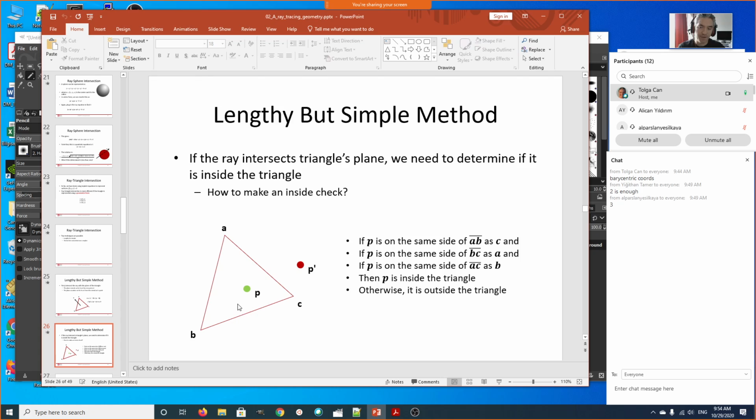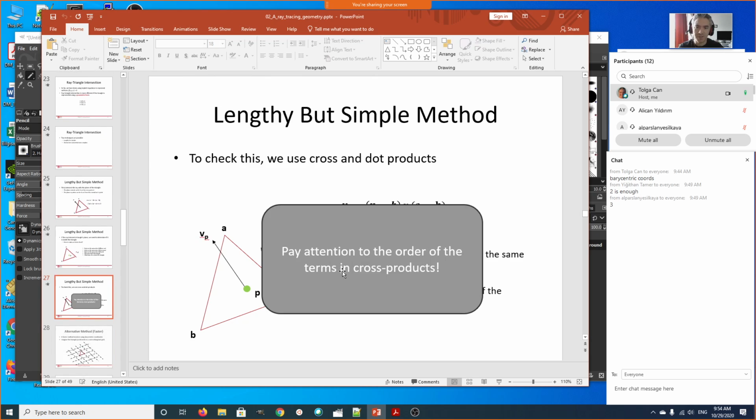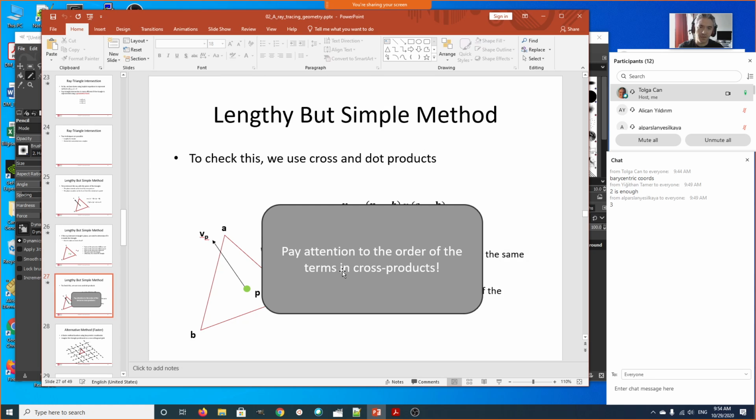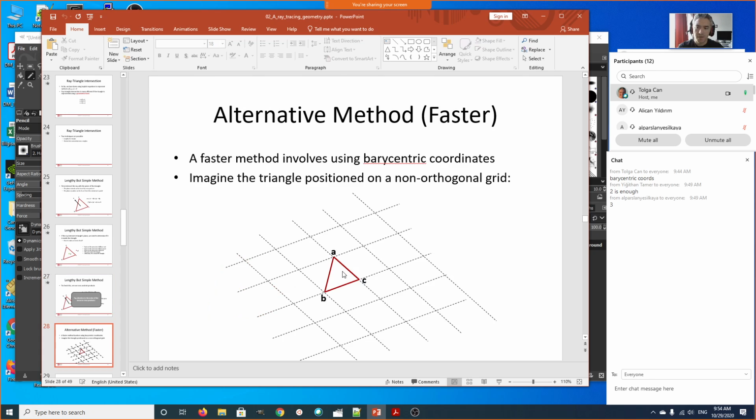So you can check whether the cross product (C minus B) × (P minus B) is equal to your normal vector in all three cross products. If all three check out, then P is inside, otherwise P is outside. It's going to be outside. So this was the lengthy but simpler method. The order of the cross products is important.